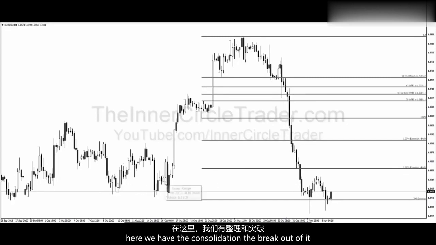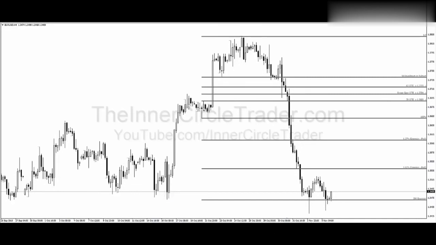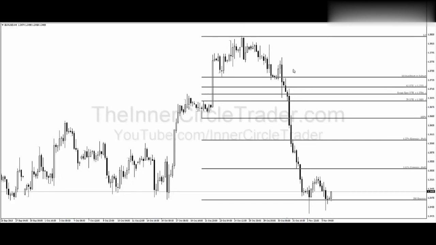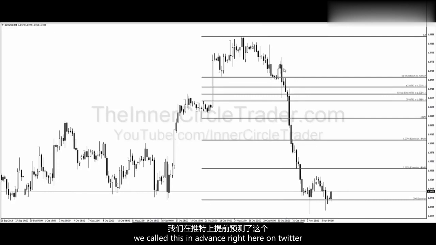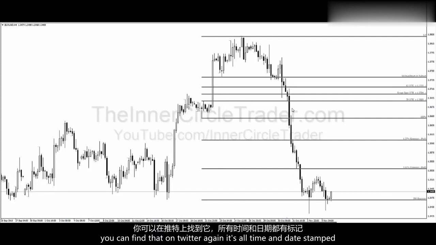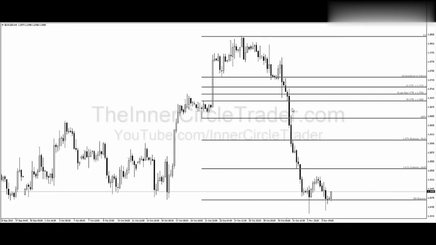We have the consolidation, the break out of it, the first little pause in here, then rally up, failure swing, and then subsequent optimal trade entries, which we called this in advance right here on Twitter, and slammed it down. Okay, we were calling in advance this level here and this level in here as well. You can find that on Twitter. Again, it's all time and date stamped.